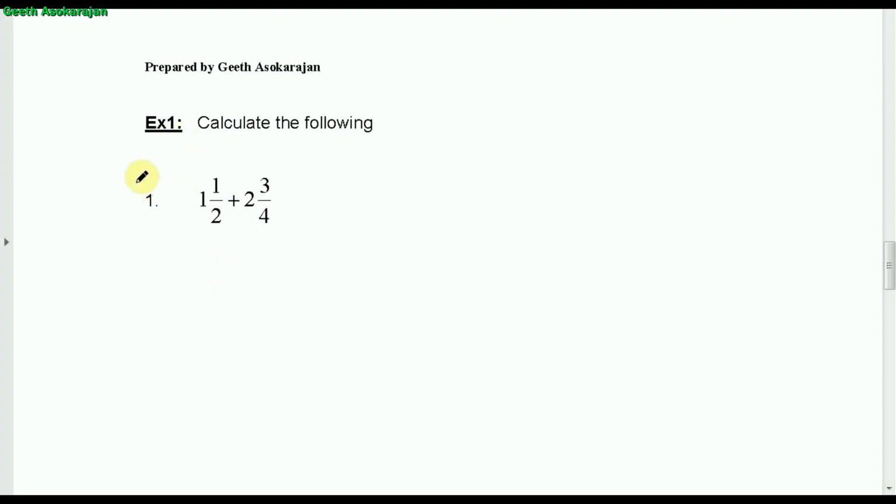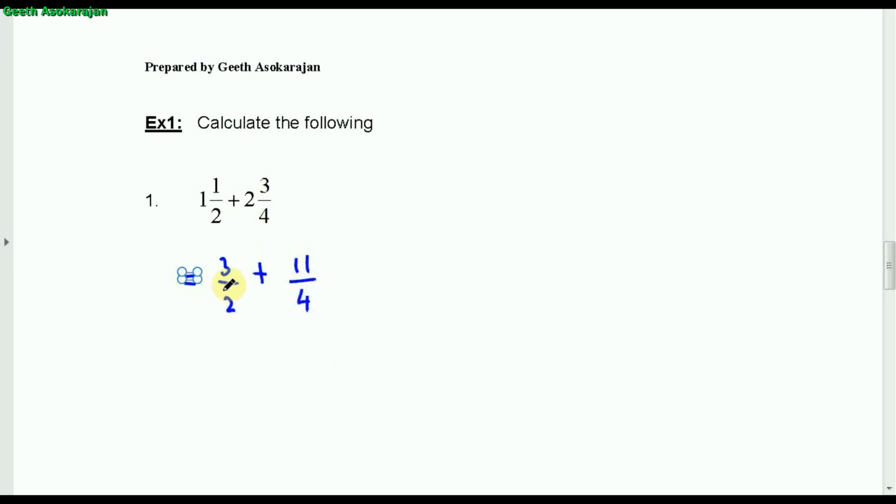Now, for example number 1, part 1. So 1 1/2 plus 2 3/4, let's convert them into improper fractions. So for the 1 1/2, I'll write down the over 2 here. Now for the numerator term, 2 times 1 is 2, plus the 1 is 3, plus, let's do the same for the next mixed number. So I'll write down the over 4 here. 4 times 2 is 8. 8 plus 3 is 11.